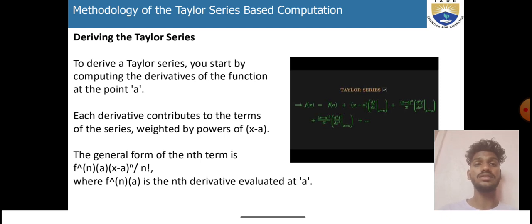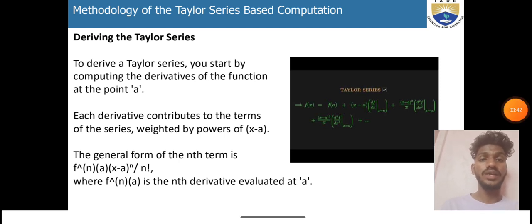Deriving the Taylor series. How to derive a Taylor series? To derive a Taylor series, you start by computing the derivatives of the function at a point a. First, we have to find the derivatives of the given function a single time, double time, triple time, and so on. Then substitute the point at which we have to find the derivative. Each derivative contributes to the sum of the series weighted by a power of x minus a.